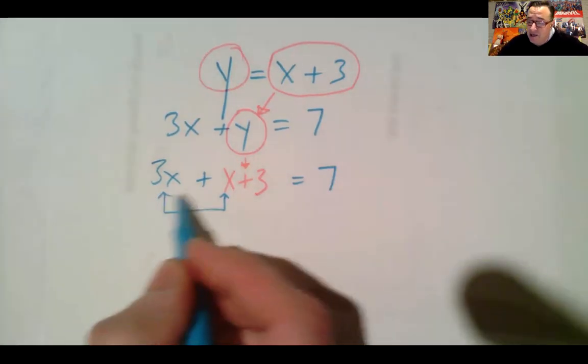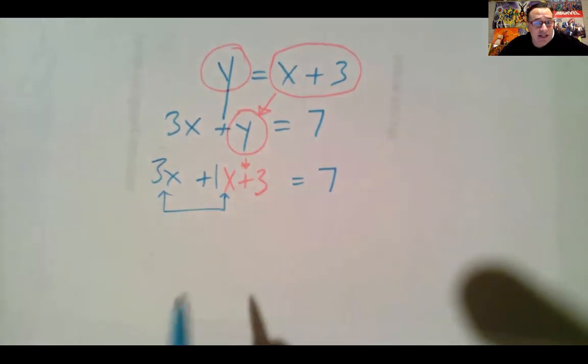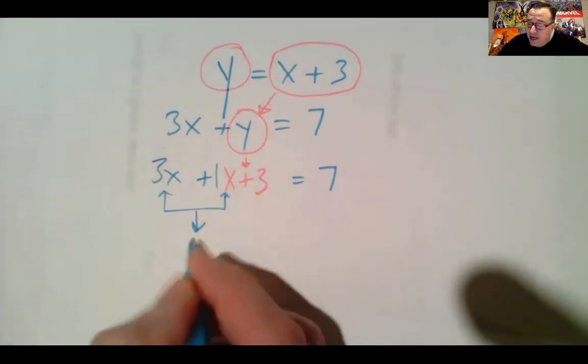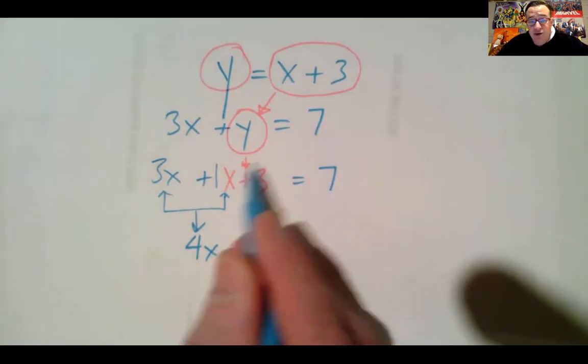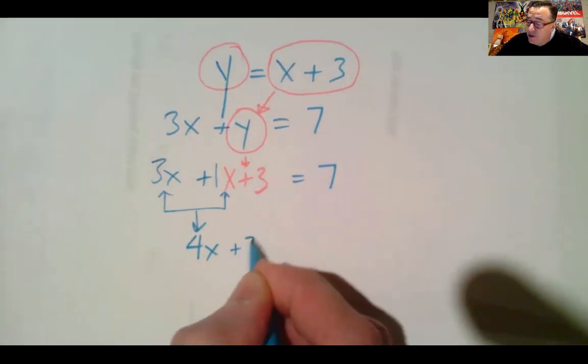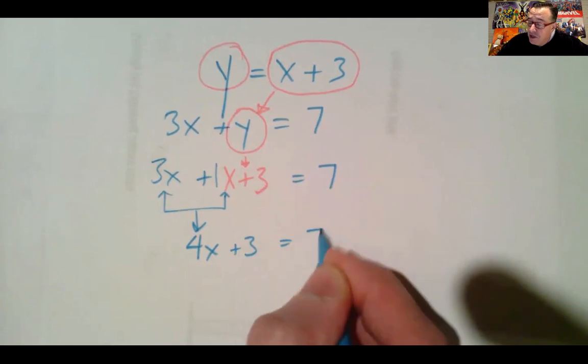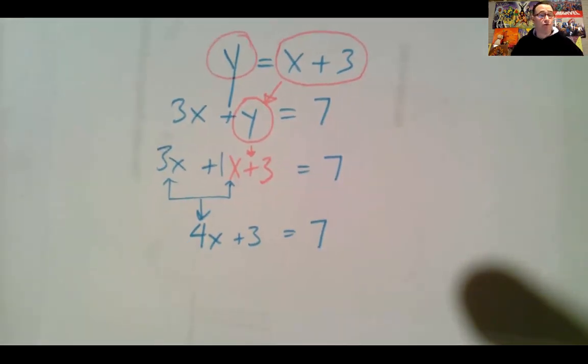I've got 3x here. I've got another x here next to it. So total, when I put them together, it's going to give me 4x. That plus 3 I haven't done anything with yet, so that's going to be right there. That 7 comes down here. Now I have an equation to solve. 4x plus 3 equals 7. Again, it looks different, but now that I'm here, it looks exactly the same as what I've been doing before.